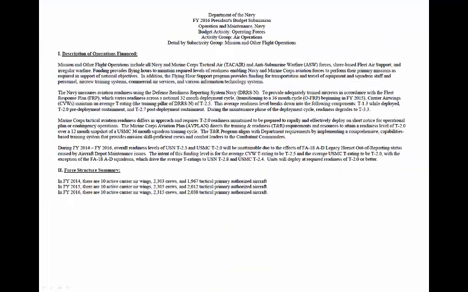This is the first page of the flight operations budget. It provides a narrative description of the program financed and some broad information about how large this program is, numbers of air wings and crews, and the numbers of aircraft.